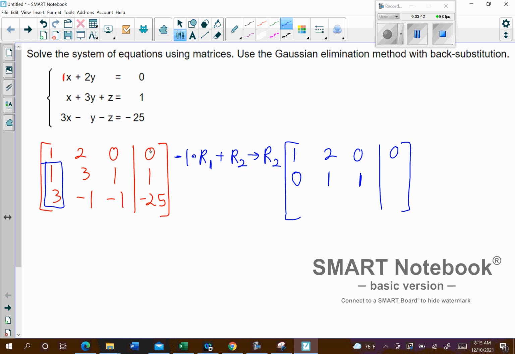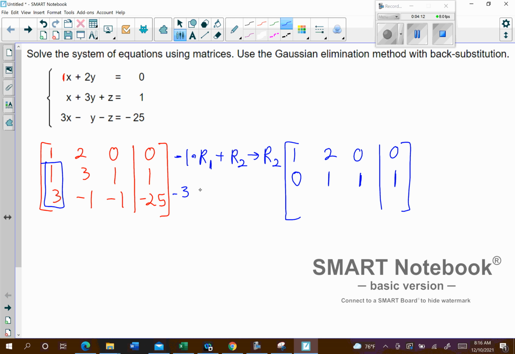Same thing with this last one. When I multiply 0 by -1, it's still 0. So 0 added to 1, it just stays a 1 right there. So I accomplished my first part of my goal. I wanted to turn that value into a 0. Now I need to turn the bottom one into a 0, but it's a 3. So what I'm going to have to do is multiply that top row by -3 and then add that row to my bottom row.